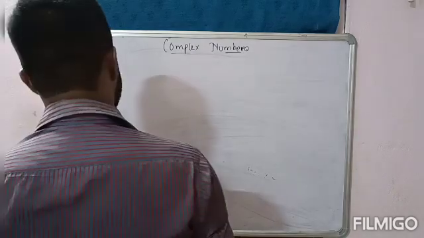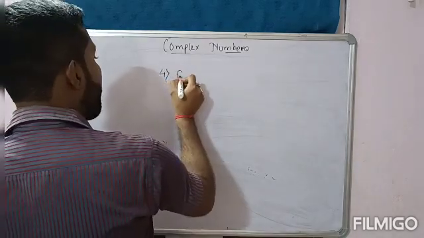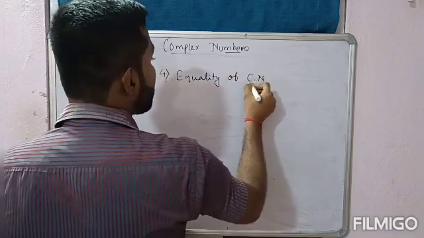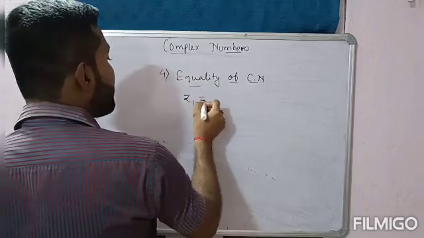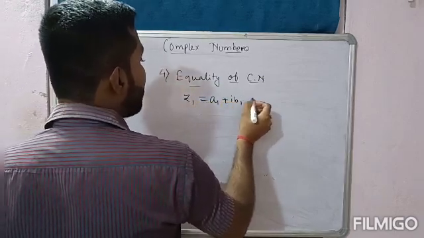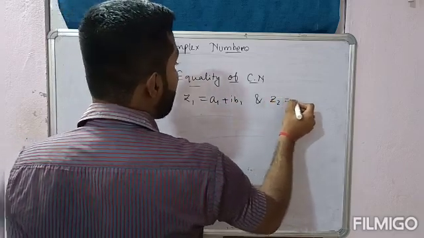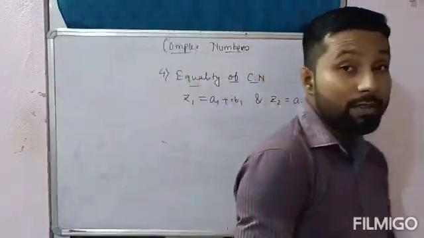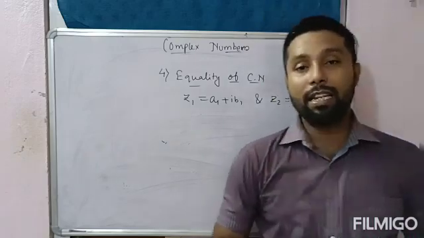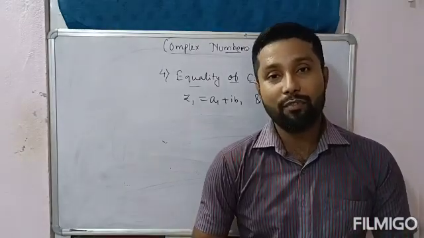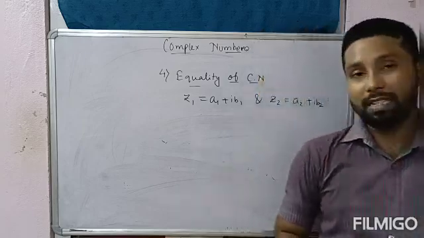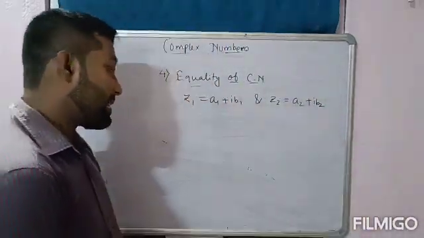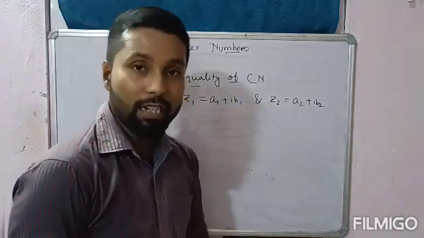Equality of complex numbers. Equality of complex numbers. Suppose z1 is equal to a1 plus ib1 and z2 is equal to a2 plus ib2. Two complex numbers are given. Equality of a complex number means there must be two complex numbers. Otherwise, how will you put an equal sign in between to compare or equate? For equality of complex numbers we need two complex numbers, because we have to equate, okay. So what is equality of complex numbers? Suppose two complex numbers are there, z1 and z2.